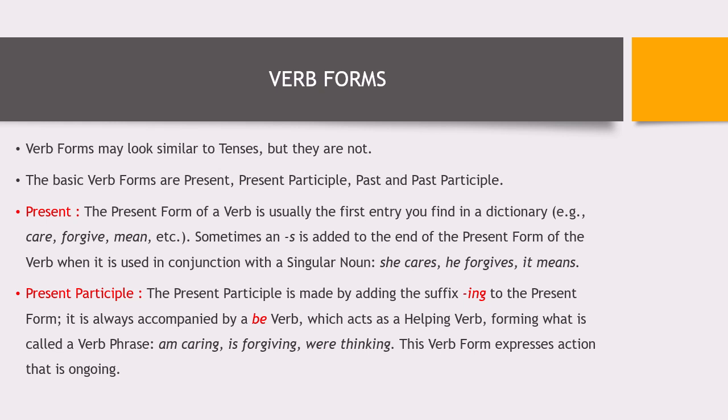Present participle. The present participle is made by adding the suffix ing to the present form. It is always accompanied by a be verb, which acts as a helping verb, forming what is called a verb phrase. Am caring, is forgiving, was thinking. This verb form expresses action that is ongoing.